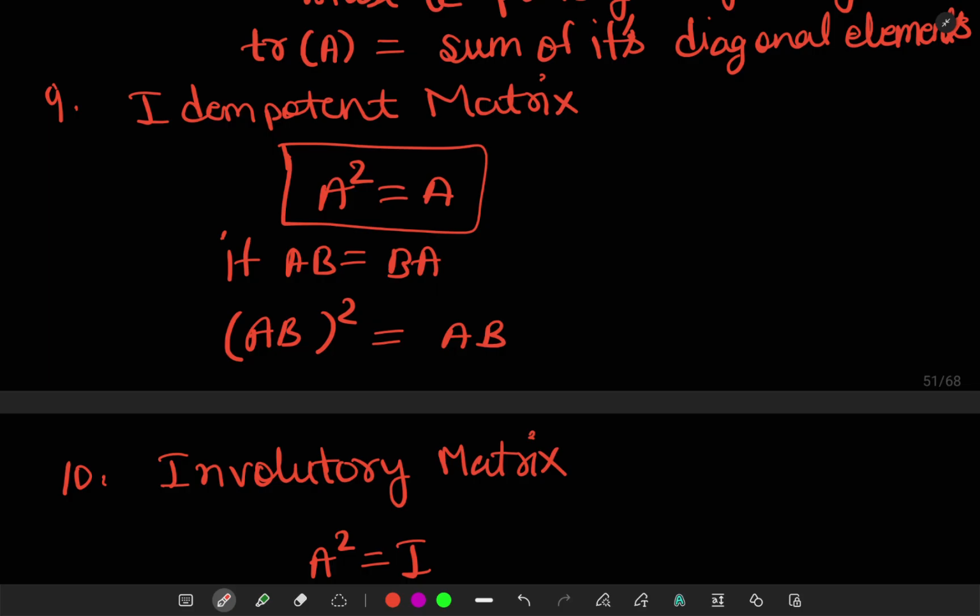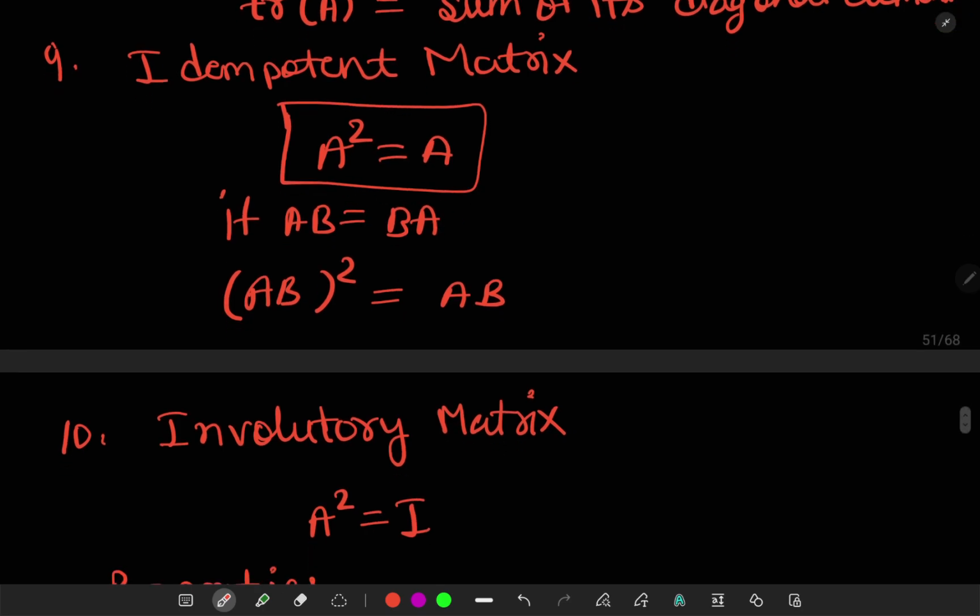If the product of matrix A and B is equal to the product of matrix B and A, then we can write that the square of AB is equal to AB. This is only true if A and B are both idempotent matrices of the same order.